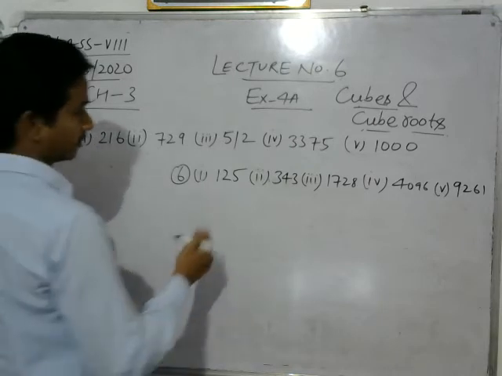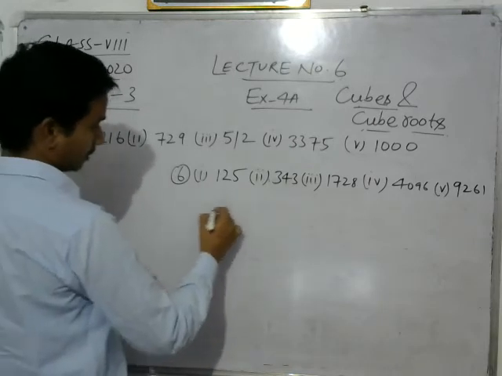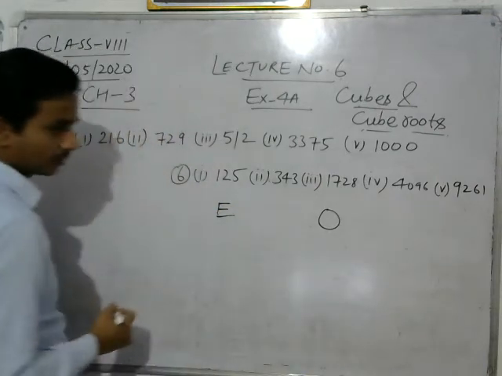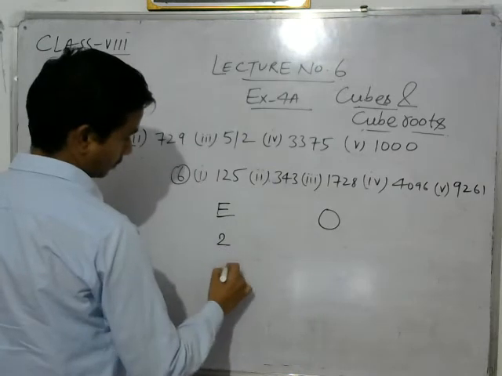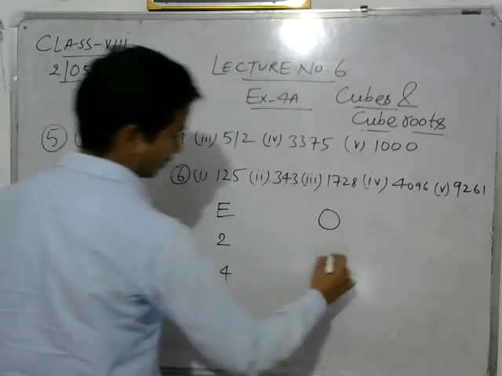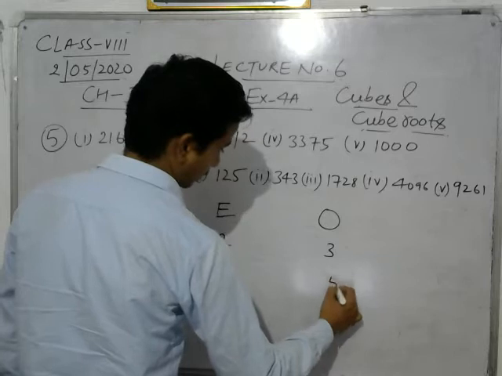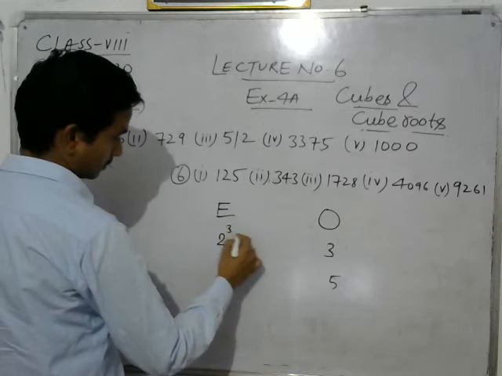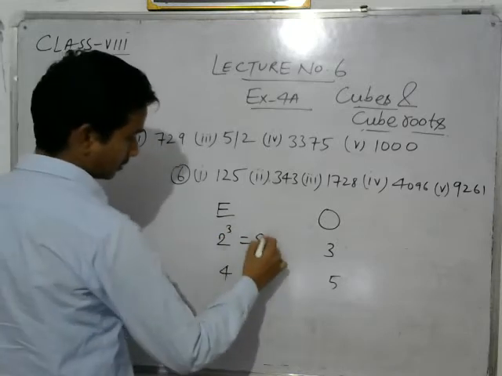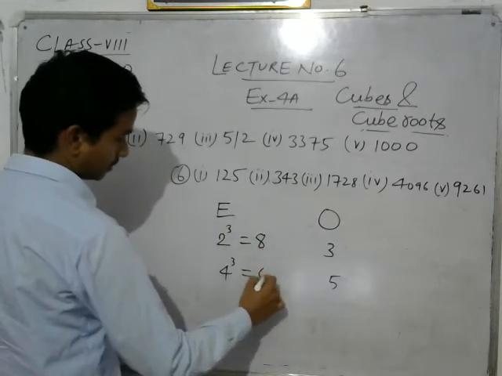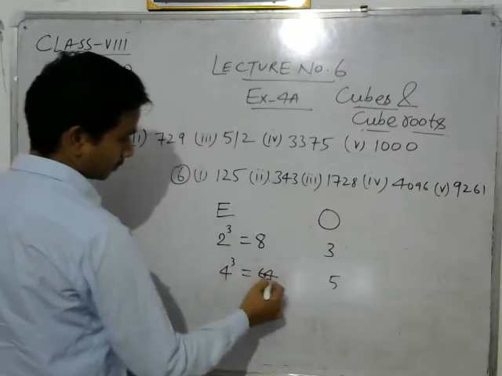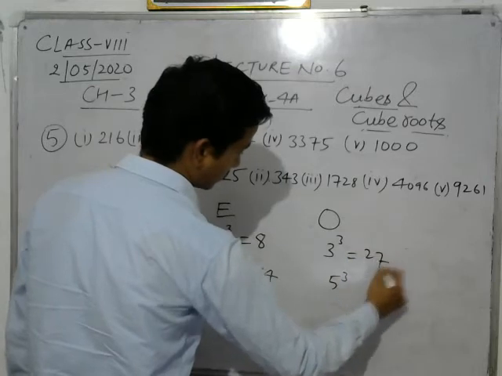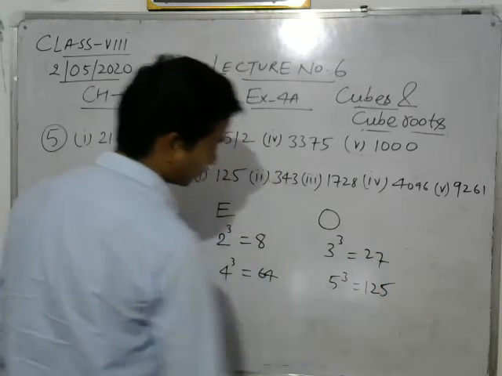Here there is a concept we have to see. Let us consider some even numbers and some odd numbers. 2 and 4 are even, 3 and 5 are odd. What is the cube of an even number? 2 cube is 8 and 4 cube is 64. What is the cube of an odd number? 3 cube is 27 and 5 cube is 125.